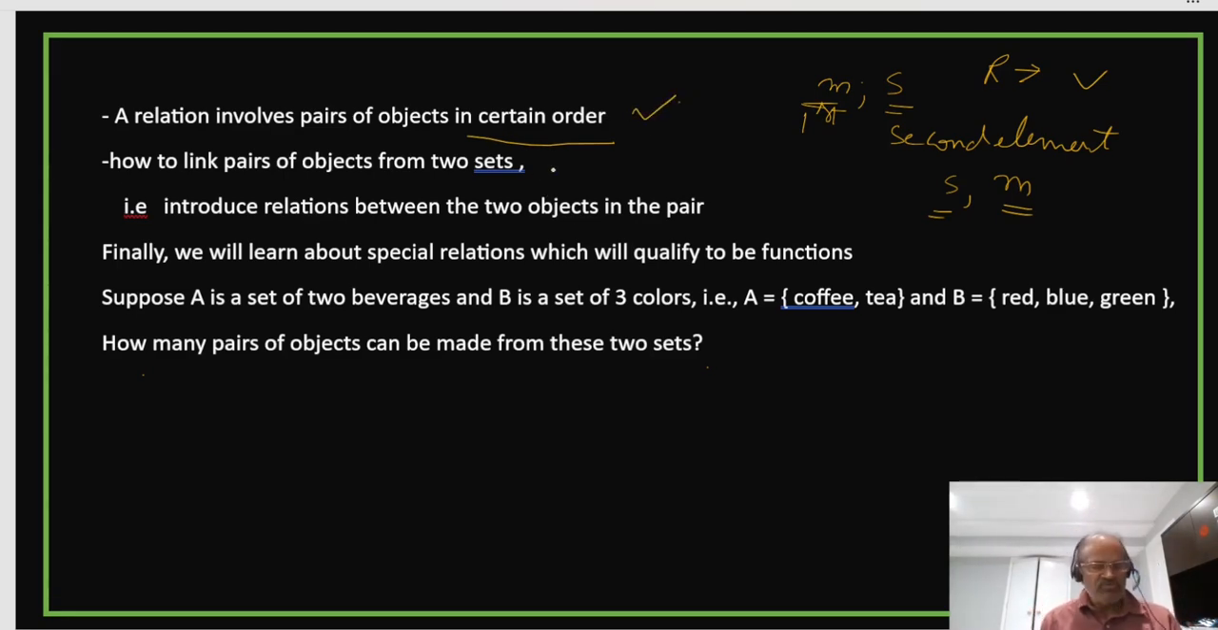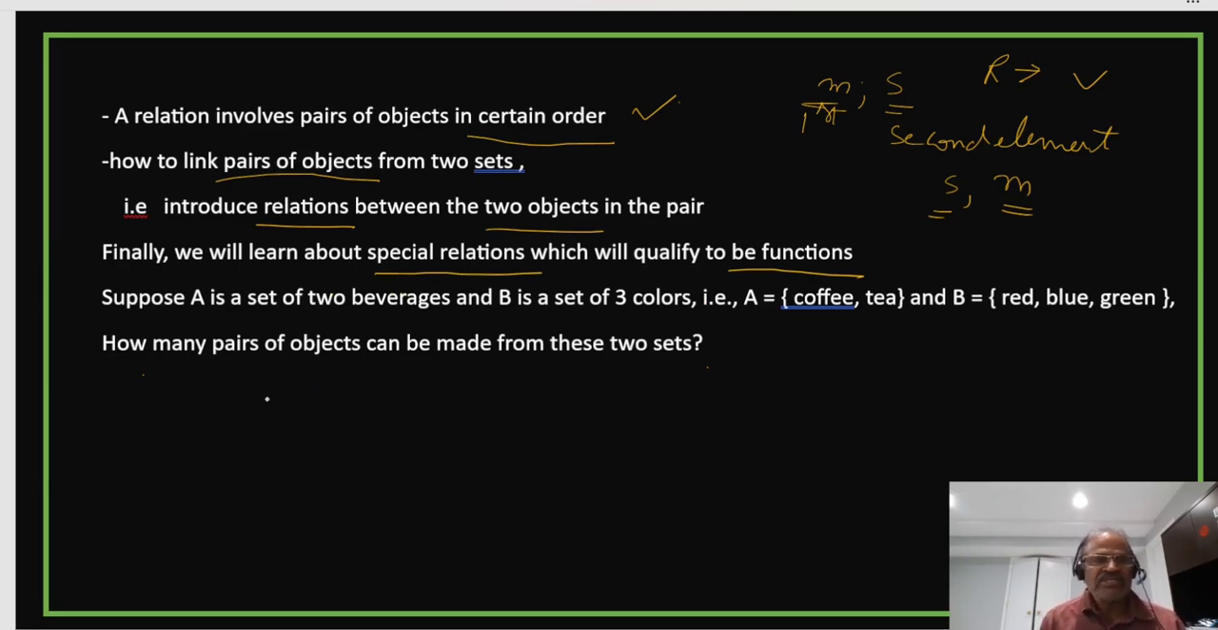Now, what we are seeing is how to link pairs of objects from two sets. How do you link them? With a relation. We introduce relations between the two objects. You need to have pairs of objects, and we have to establish a relation between them. And finally, we learn about special relations which qualify to be a function. We'll discuss this in detail in the next slides.